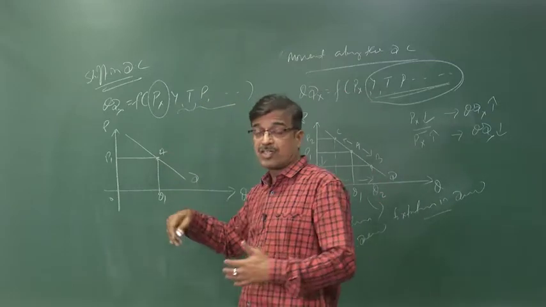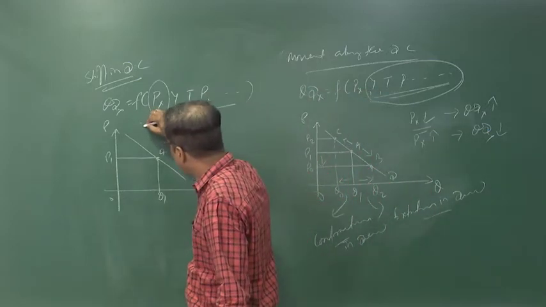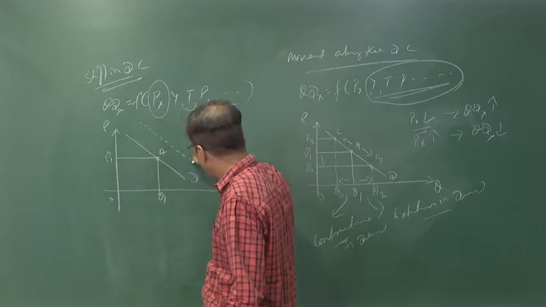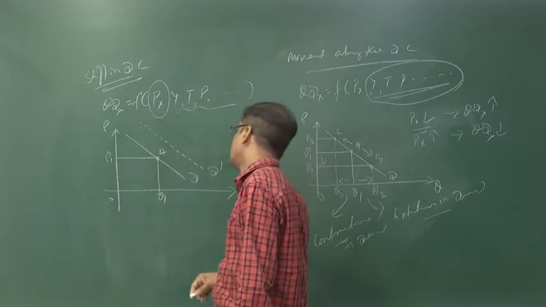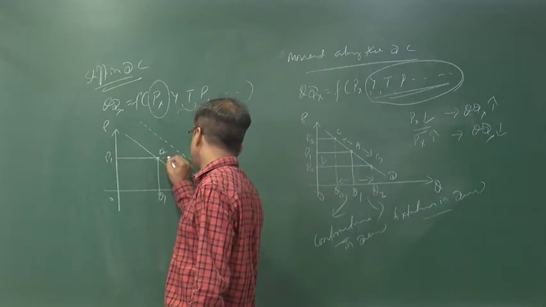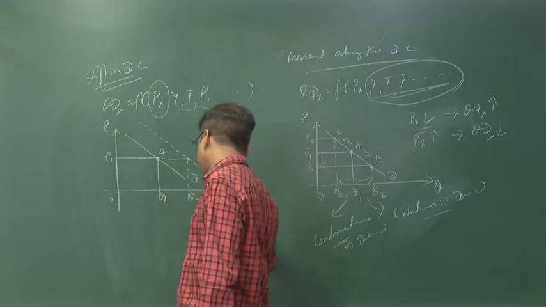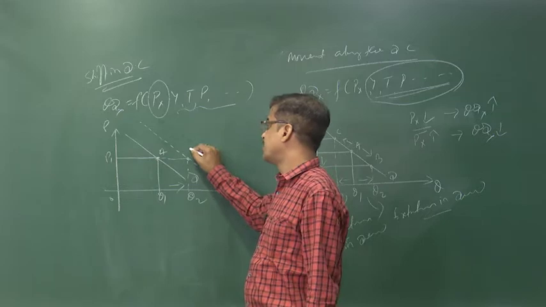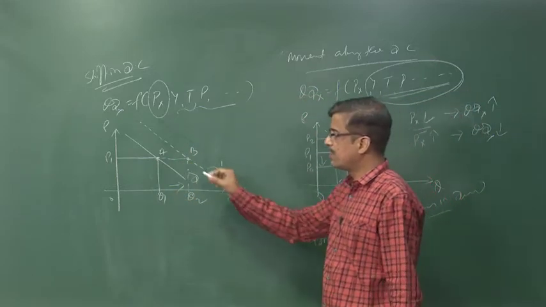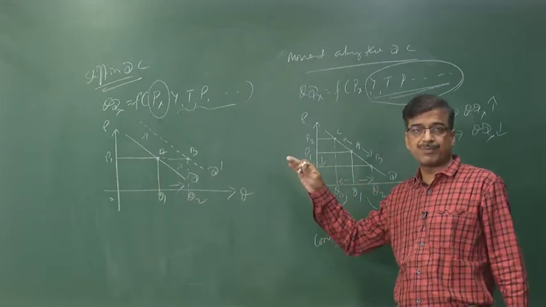The consumer tries to consume more, thereby the demand curve moves from D to D dash. That means the consumer tries to consume more, from Q1 to Q2, and moves from A to B. So the demand curve shifts upward.